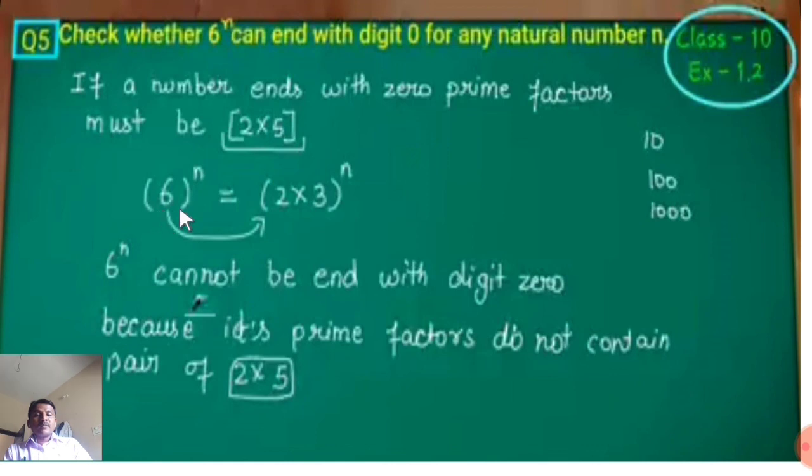See, first find the prime factorization of 6 raised to n. 6 can be written as 2 into 3, raised to n. So 6 raised to n cannot end with the digit 0 because its prime factors do not contain the pair 2 into 5. Here 3 is present. If it is 2 and 5, we can say this number ends with 0, otherwise not. Here 2 into 3 is present, so this cannot end with 0. So this is the second exercise.